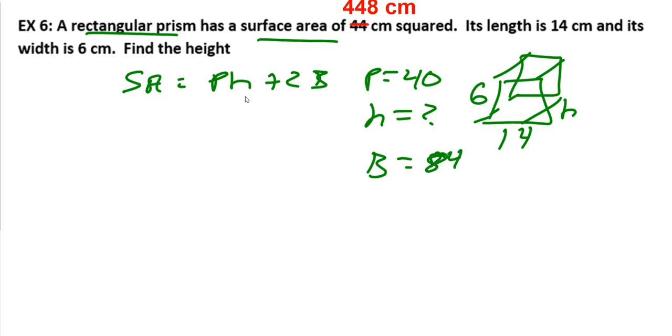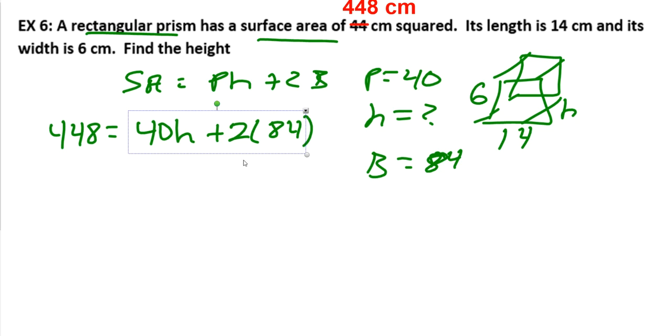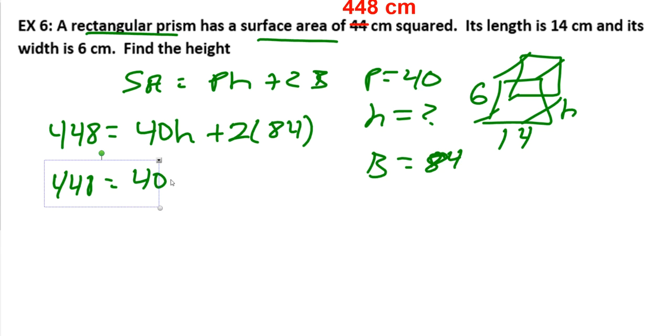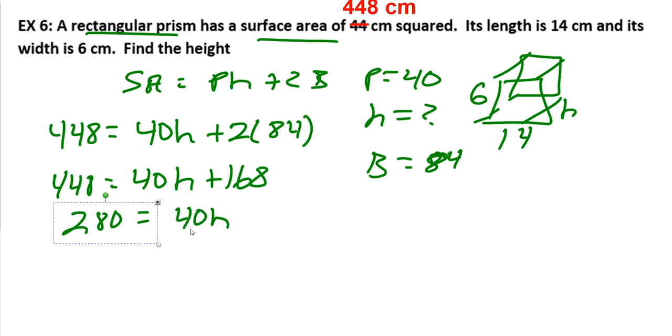So we plug in what we know. I know 448, and I know perimeter 40. I don't know the h, but I do know 2 times 84 gives me a number. So I have 448 is equal to 40h plus 168. Subtract 168 on both sides. I get 280. I'm pretty sure that's 280. 40h. 4 goes into 28 7 times, so kill the zeros and you get h is equal to 7.